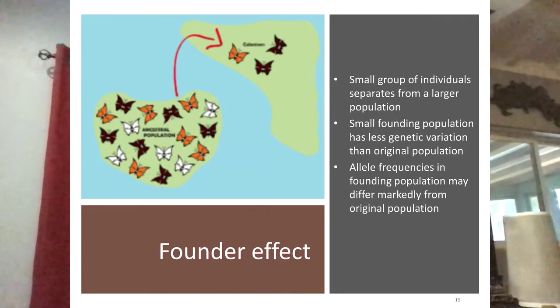And over a much longer period of time, we can actually see a new species occurring if the genetic frequencies change more and more. So in this case, with this new population of founder effect, the allele frequencies in this founding population might differ markedly from that original population. Okay, so it's similar to bottleneck, but the reason for the smaller size in the population is different.